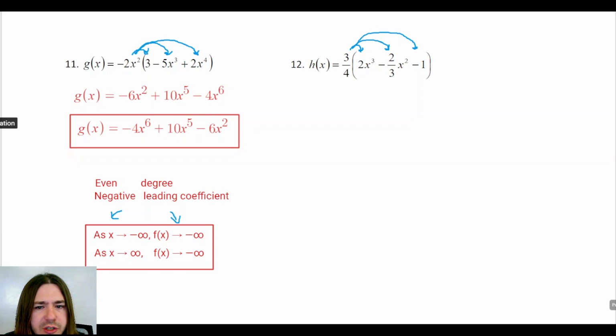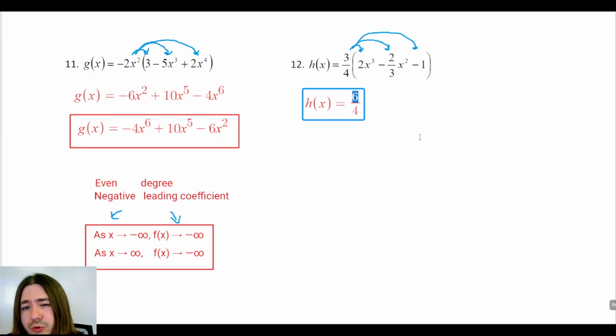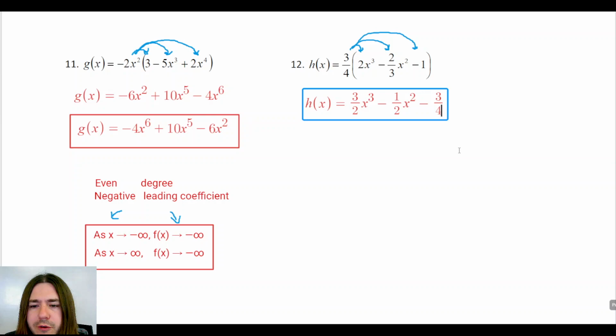So here we get h of x equals 6/4, so that would reduce to 3/2. 6/4, 3/2, yeah, I think that's right. x to the third minus, that'd be 6/12 x squared. Now 6/12 is going to reduce to 1/2. And then minus 3/4. 1 times 3/4 is just 3/4. So this is our function, and it's already in standard form after that, actually. So we're good to go there.